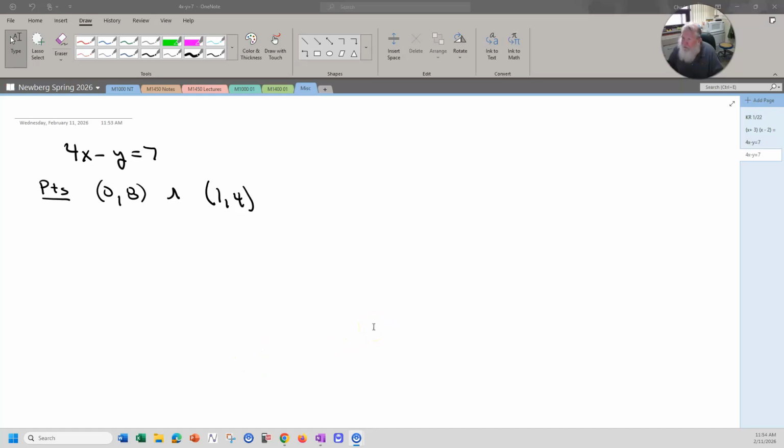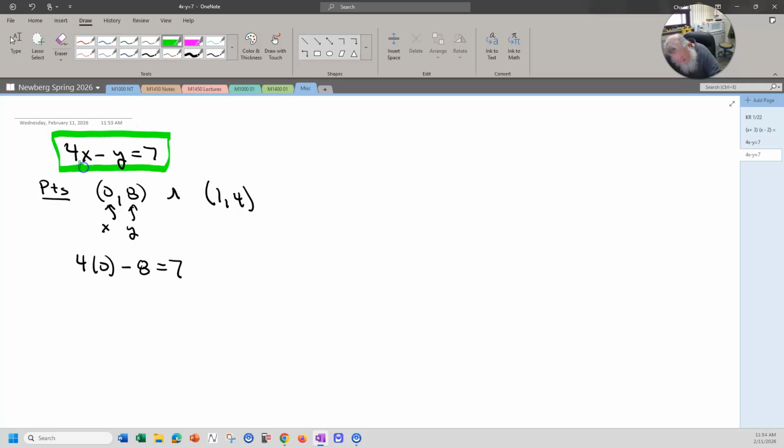Okay, so let's first look at your 2 points that you gave me, and let's show that they are incorrect. So this is the x, this is the y, and I'll just do one of these. If we put in 0 for x, we get 4 times 0 minus 8 equals 7. I'm plugging into this equation right there. 4 times 0 is 0, so that becomes minus 8 on the left-hand side equals 7.